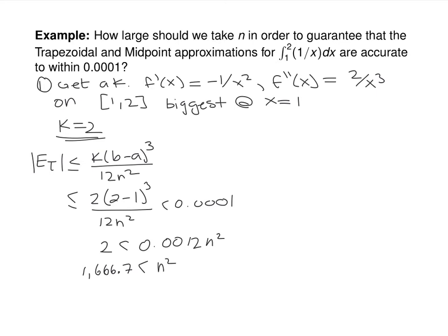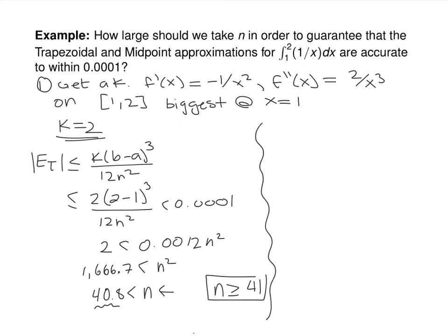And now since you've got positive numbers, you can square root both sides. And you get 40.8 is less than n. And n has to be a whole number, so 40.8 is kind of like the lowest it could go. And this function is an example of something that always rounds up. So we have to have that n is bigger than or equal to 41. As long as we use 41 terms or more, the error will be less than 0.0001. Now that's for the trapezoid rule.